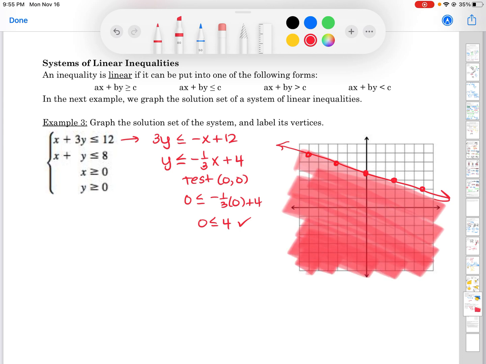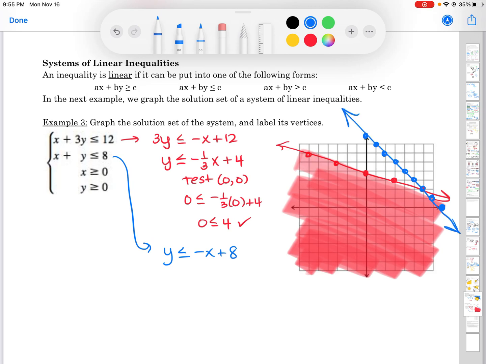Okay. For the next one, we have that x plus y is less than or equal to 8. So when we subtract, that's y is less than or equal to negative x plus 8. So let's see, 8's close enough. Down 1, right 1. Okay. And that would be, again, a solid line.